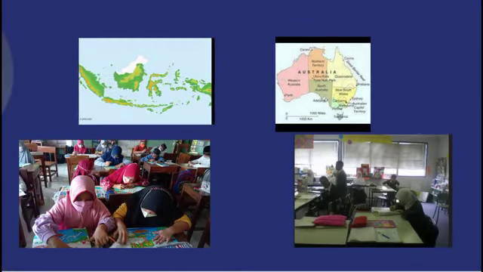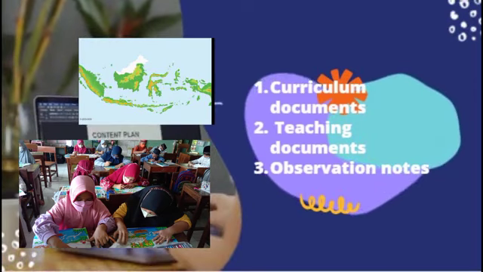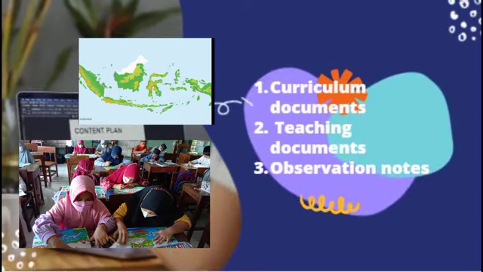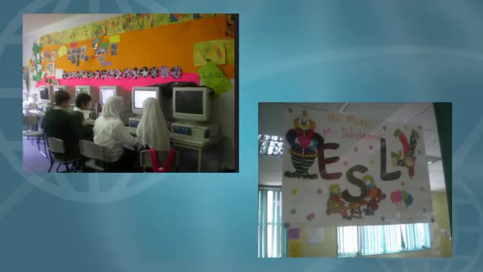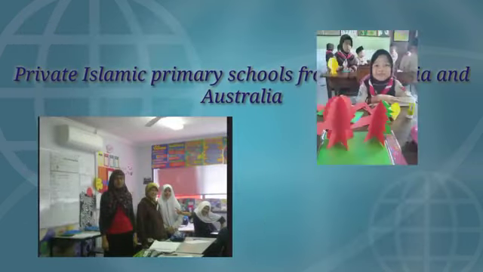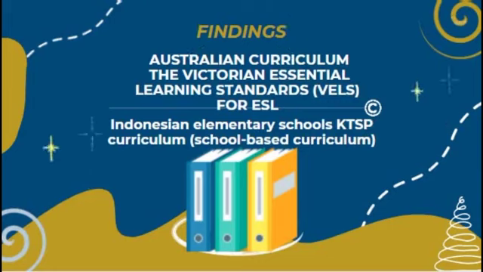The data were collected by reviewing the document of the Indonesian elementary school-based curriculum and the Australian curriculum of the Victorian Essential Learning Standards (VELS) for ESL students, and reviewing teaching documents from an Indonesian elementary school. The third, taking notes in ESL classroom observations from an Australian elementary school for years 4, 5, and 6. The subjects of this study were two quality private Islamic primary schools, one in Indonesia and one in Australia.